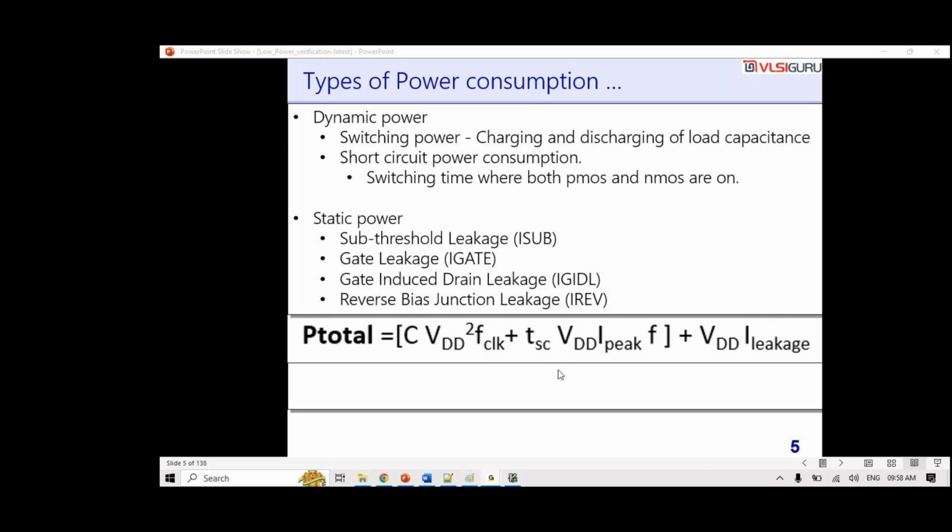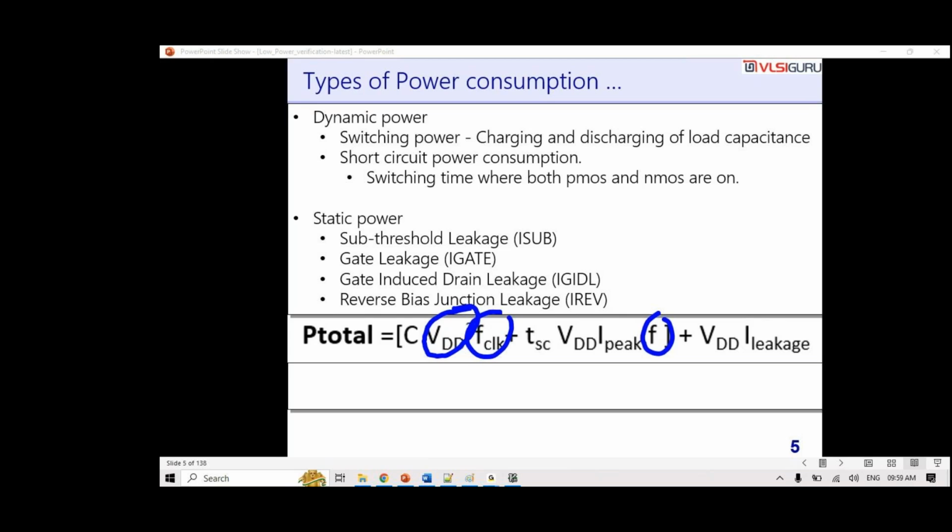As you are aware, this is a very important equation for us to understand the further sessions. In one aspect, switching power is proportional to the square of VDD. That means as you increase the drain voltage, the voltage that you are applying between the drain and the source, it leads to power consumption in a square manner. And as you increase the frequency, the power consumption increases. These are a few things you should remember.